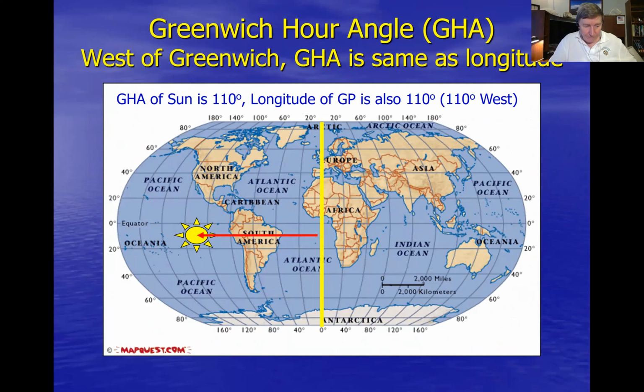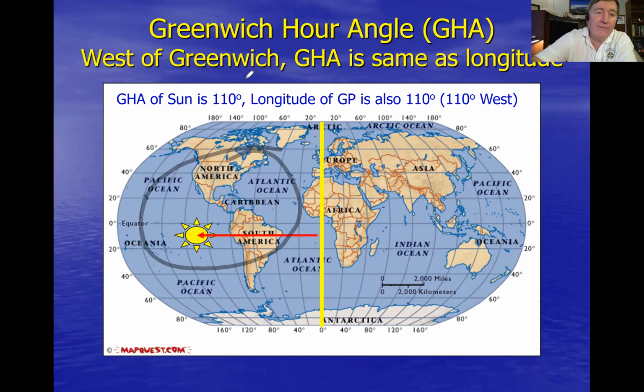Okay, so if you've done any reading about celestial navigation and worked through any problems, you will have come across this term here, GHA, which means Greenwich Hour Angle. So what is it? What is Greenwich Hour Angle? Well, it's basically the same as longitude. And in fact, if you are in the Western Hemisphere, let me turn on annotation here. Okay. So if you are here in the Western Hemisphere, your GHA is your longitude. They are exactly the same.